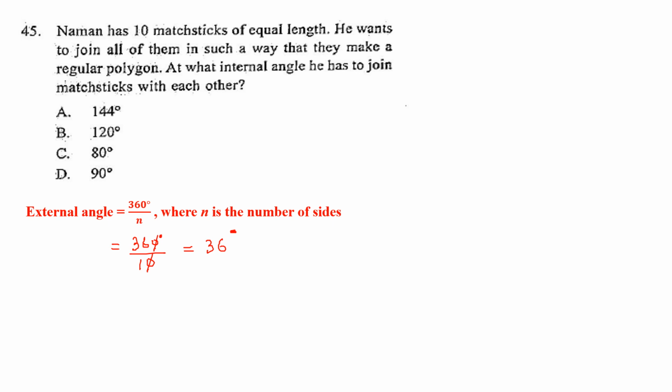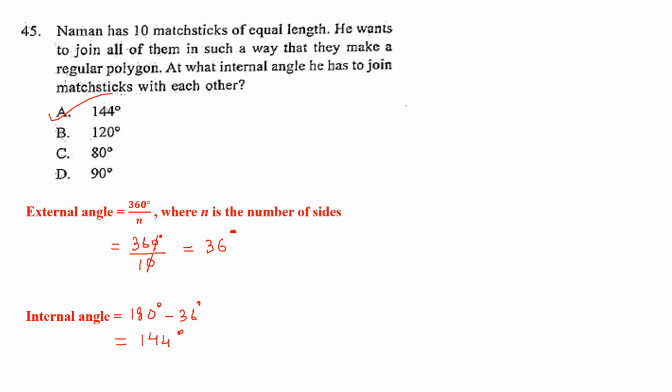And we know that in a polygon, the external angle and internal angle form a linear pair, right? So it means their sum is 180 degrees. So if the external angle is 36 degrees, the internal angle will become 180 degrees minus 36 degrees, and you are going to get your answer as 144 degrees. So from here you can say the correct option is option A.